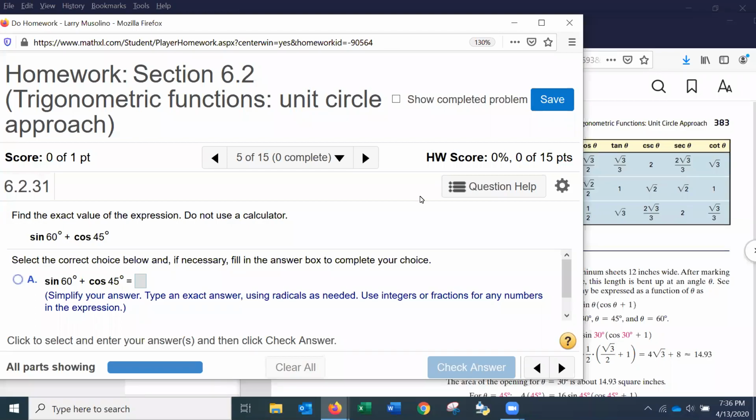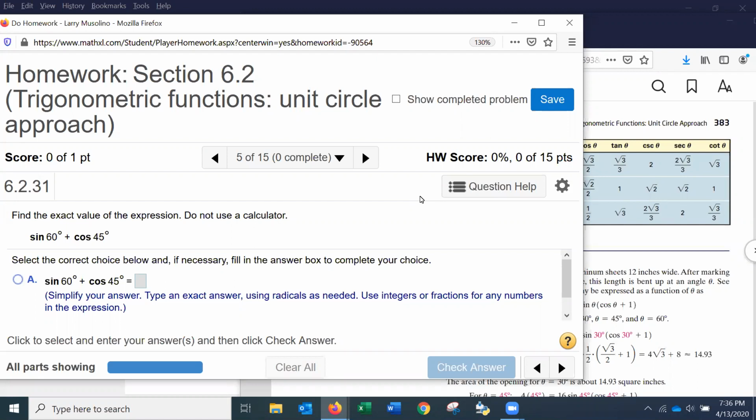All right, hi folks. I'm recording a video for Section 6.2, and Section 6.2 is working with trig functions on the unit circle. So let's go to an example here. This is problem number 5, and it says find the exact value of this expression: sine 60 plus cosine 45 degrees. And notice it says do not use a calculator. And it also says find an exact value.